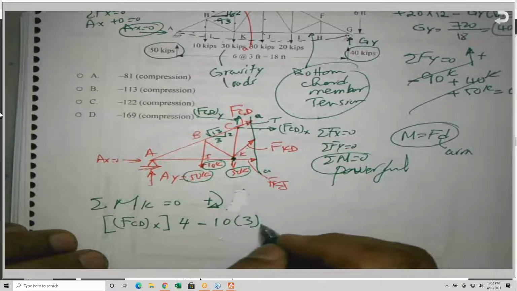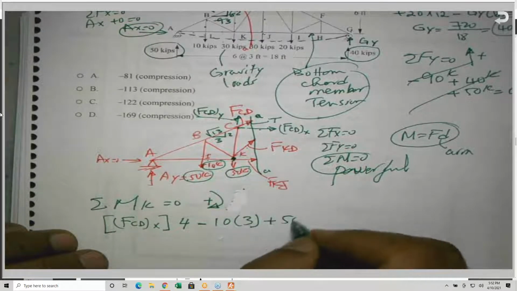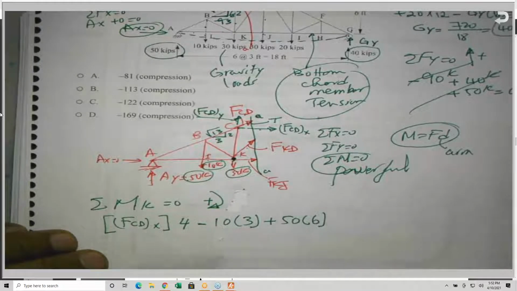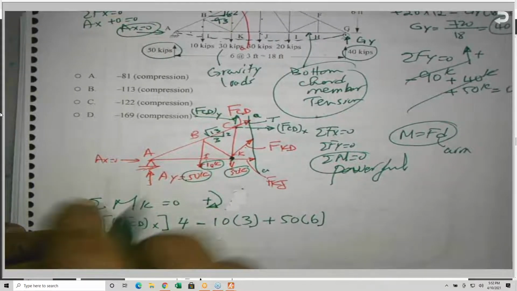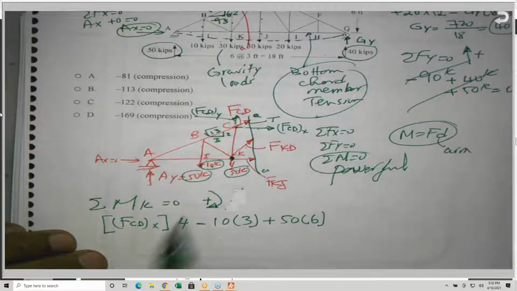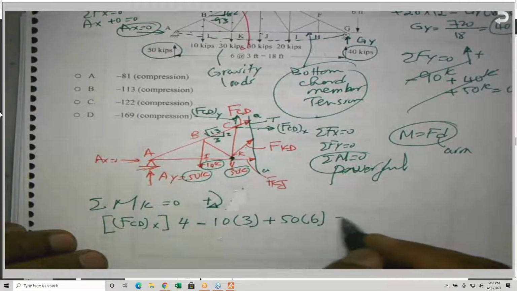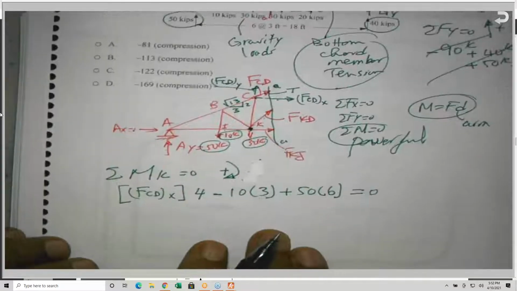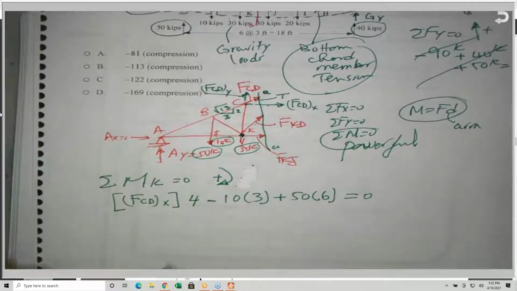And I have the plus 50 times 6, and this is clockwise. All of this equals 0. But what is the FCD in the x direction?